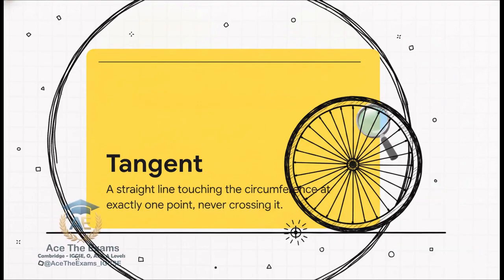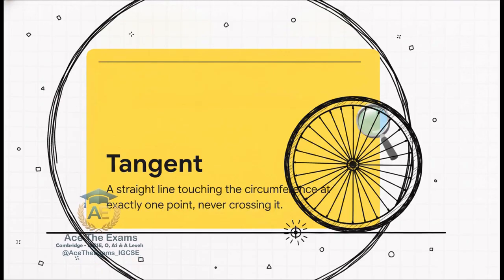Imagine a bicycle wheel resting on the flat ground. That ground is a tangent. It perfectly grazes the edge of the circle at exactly one single microscopic coordinate. And it never ever goes inside the circle itself.